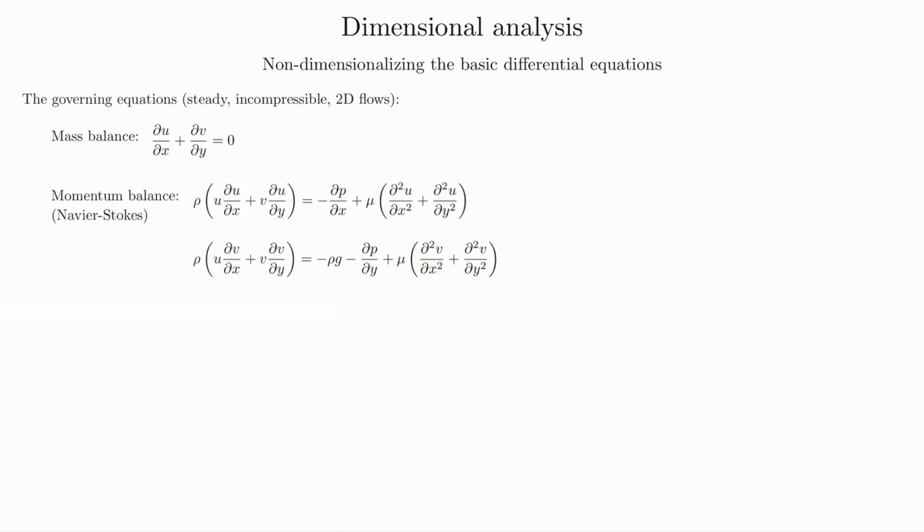Okay, so I've written out the governing equations here for steady incompressible 2D flows. So that's our mass balance, and that's been simplified, of course, with those assumptions. U and V here just denote the x and y components of the velocity vector. And in the momentum balance, we're 2D here, so I've written out the equation for the x direction and the y direction. Those are also called Navier-Stokes with those assumptions in place. Okay, and now we can go ahead and non-dimensionalize this, and we're going to see where that takes us.